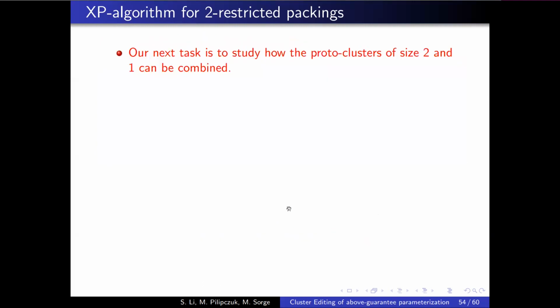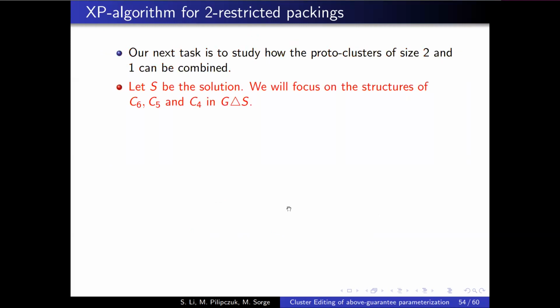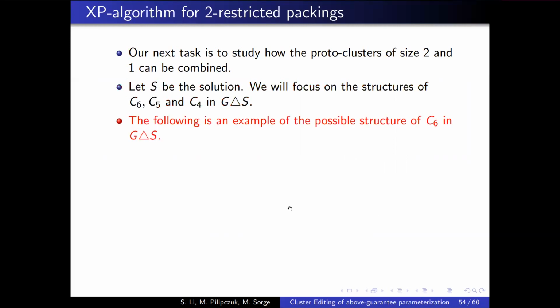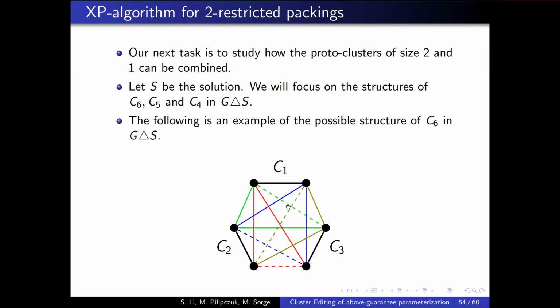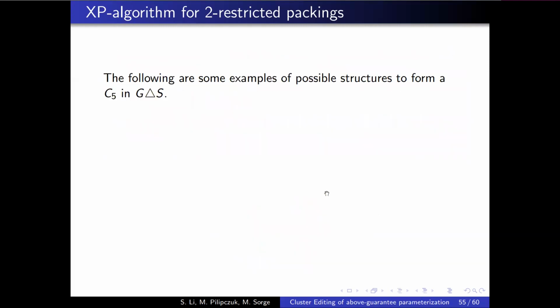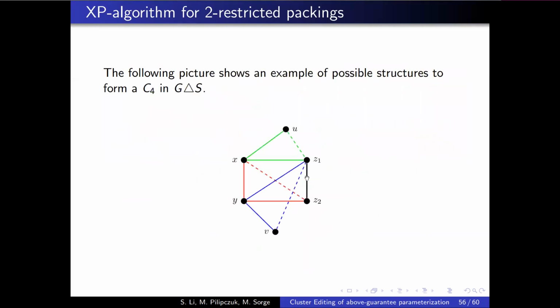Our next task is to study how the protoclusters of size 2 and 1 can be combined. Let S be the solution. We will focus on the structures of C6, C5, and C4 in the final cluster graph. The following is an example of the possible structure of C6 in the final cluster graph. The following are some examples of possible structures to form a C5 in the final cluster graph. The following picture shows an example of possible structures to form a C4 in the final cluster graph.